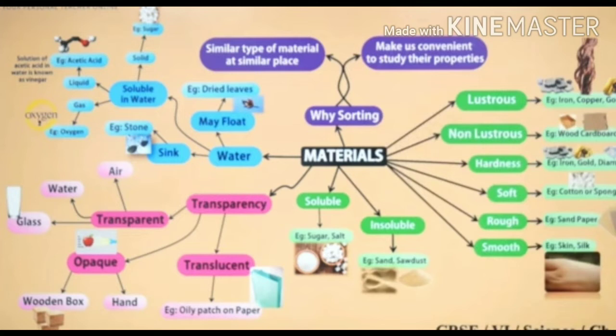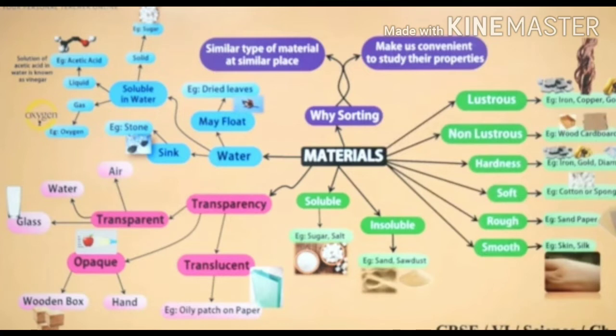So materials should be sorted so that you get the similar type of material at the same place and it helps us to study their properties very conveniently. So mainly there are two reasons that we should sort materials. First, we get the materials with the similar property in the same place and it makes their study very convenient. Now let's classify the materials based on their transparency.